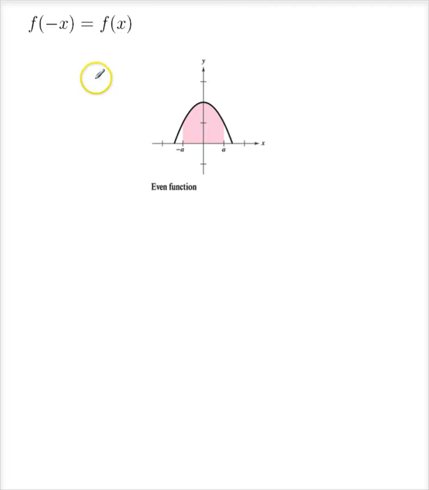Let's look at why. For an even function, if I put in minus x, I get f of x back out. So this is an even function, and it's pretty straightforward to see that the integral from negative a to 0 is going to equal the integral from 0 to a. These two areas are the same.